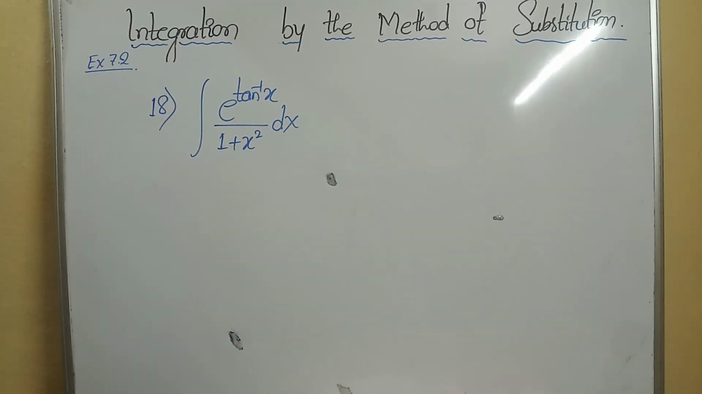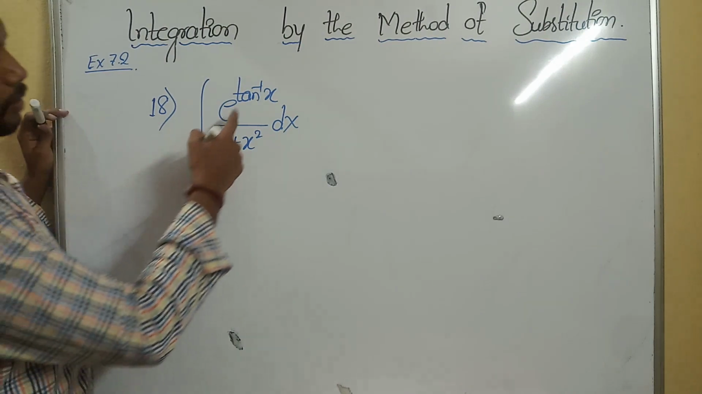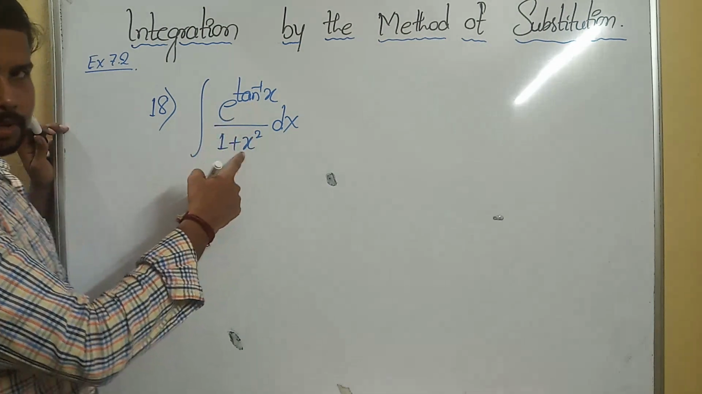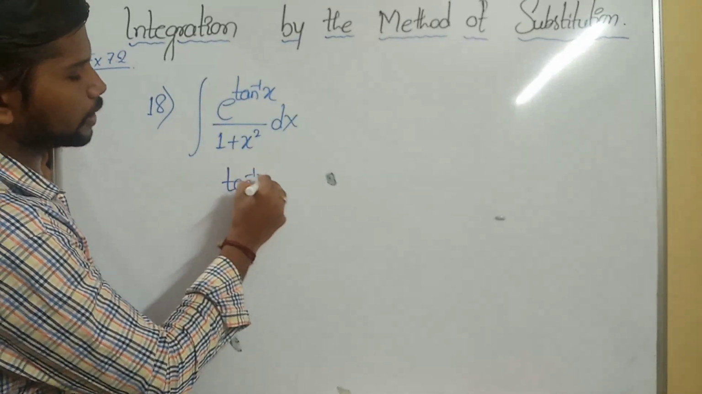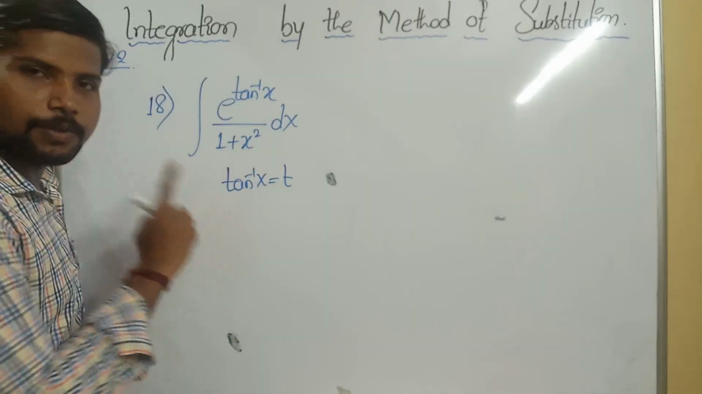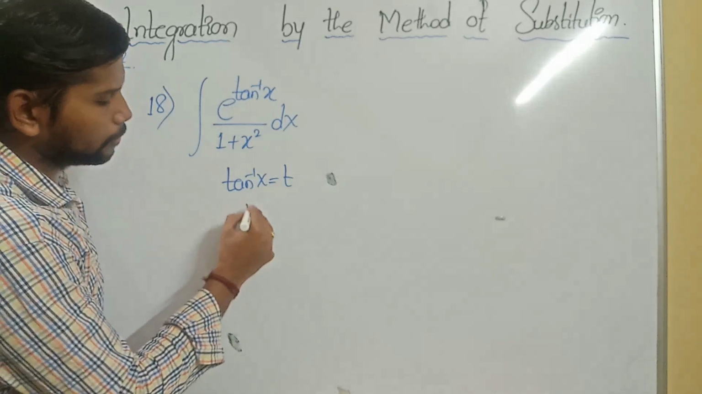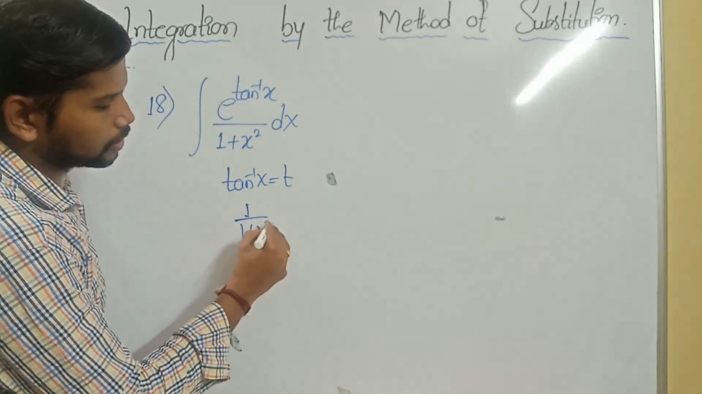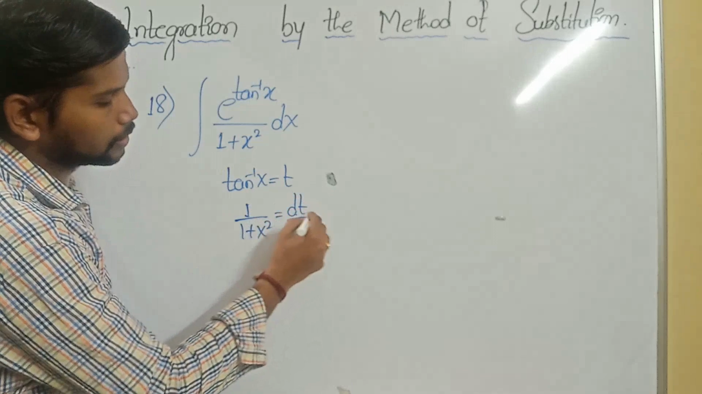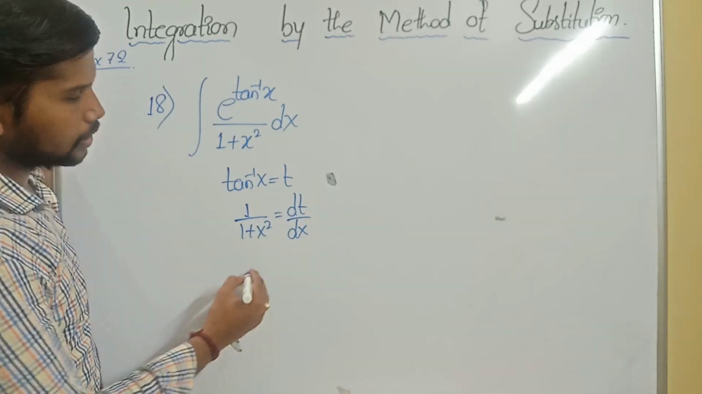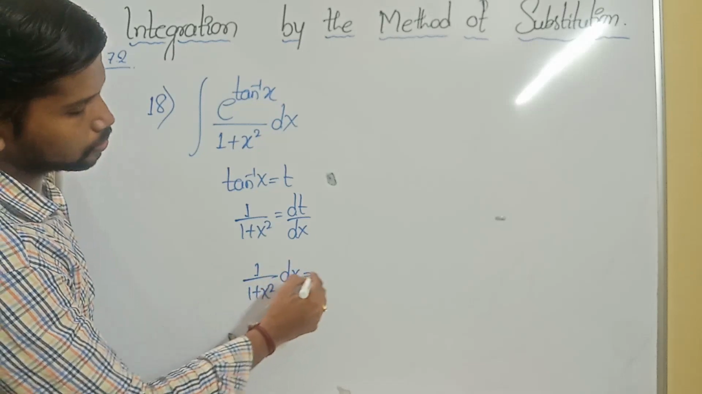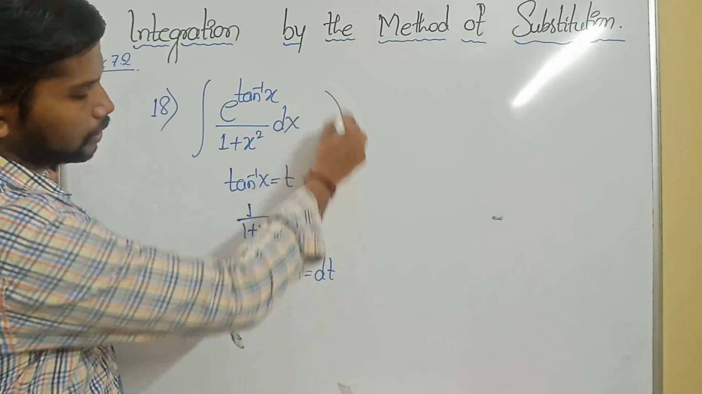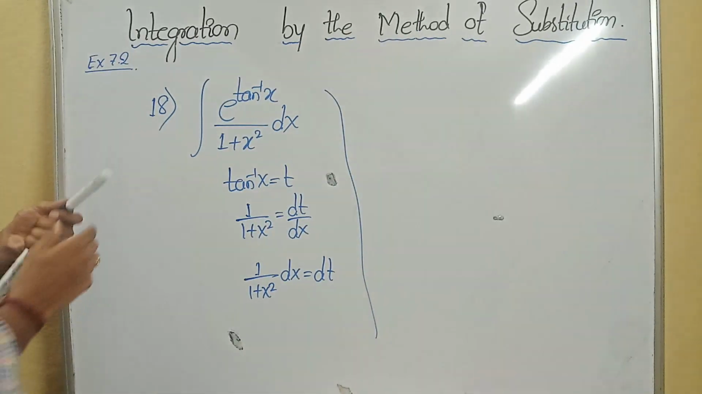Observe the next example. Here tan inverse of x derivative will be 1 divided by 1 plus x square. Because of that reason, I'd like to take tan inverse of x as a t. What's the derivative of tan inverse of x? It will be 1 divided by 1 plus x square. Derivative of t will be dt by dx. Got it? Dx on left hand side, 1 divided by 1 plus x square dx is equal to dt. Got it? Now I'd like to substitute in the given problem.